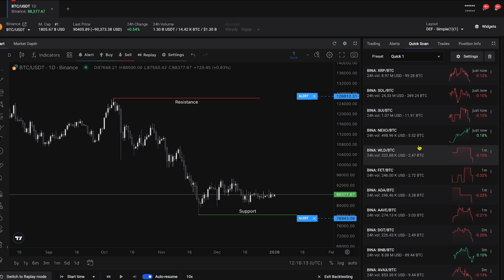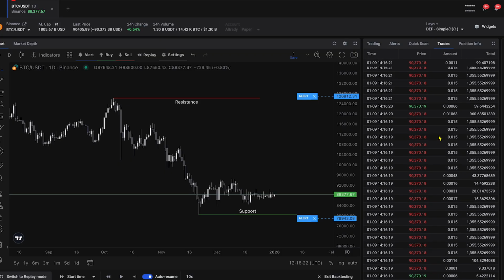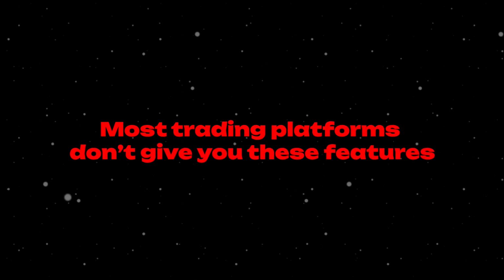Step 3. Monitor the order book in real time. See where long and short orders are stacked and at which price levels. Think of it like having a radar that constantly watches the market. Whenever something unusual happens, Altrady alerts you instantly, so you can decide whether to avoid the trap or take advantage of the opportunity.